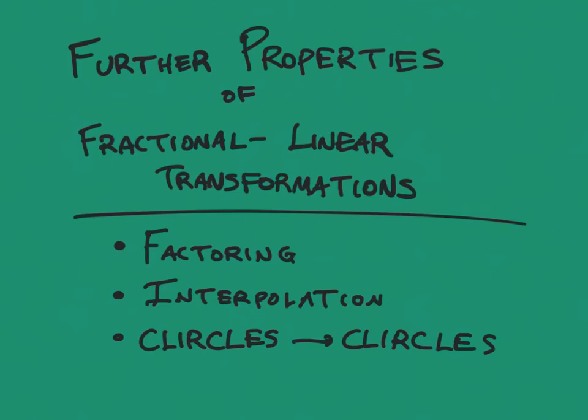With the basics of fractional linear transformations out of the way, in this video we're going to talk about some further properties. So we're going to talk about how to factor fractional linear transformations into translations, multiplications, and inversions. We'll talk about an interesting interpolation theorem, and we'll talk about mapping properties of fractional linear transformations, namely the property that they send circles or lines to circles or lines, which I've written here as the silly name clerkles.